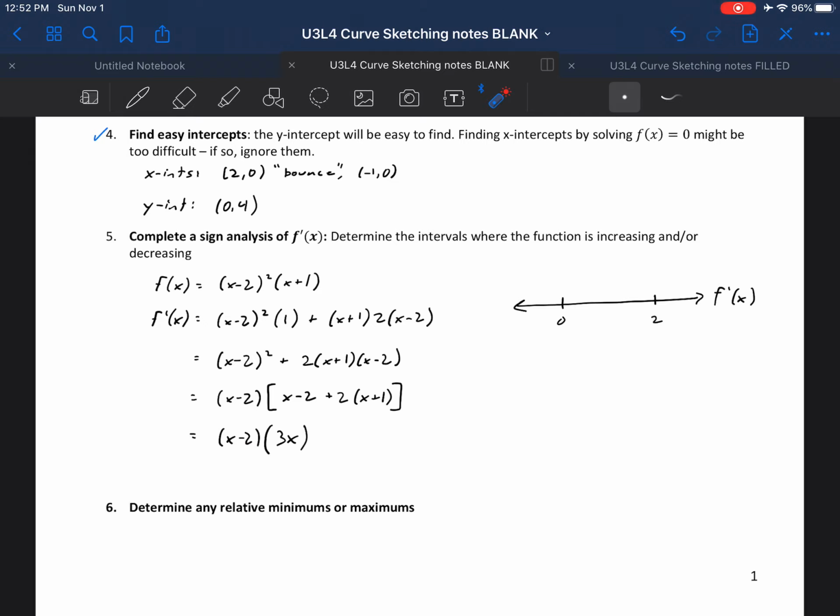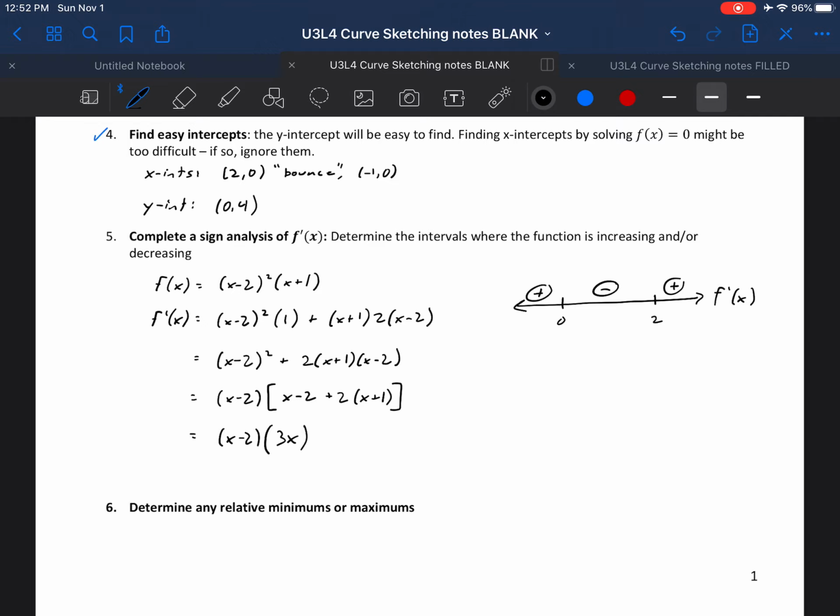Okay, and then if I do a sign chart, if I take a number left of 0, like negative 1, and I plug it in here, well, this will be negative, so the whole result will be positive. Okay, if I take a number between 0 and 2, like 1, this will be negative, this will be positive, the whole thing will be negative, the product will be negative. And then if I pick a number greater than 2, like 3, this will be positive, this will be positive, the product is positive.